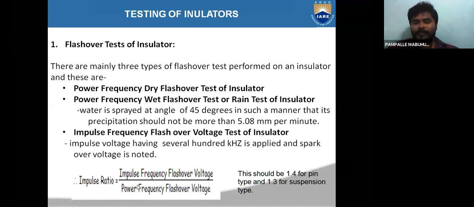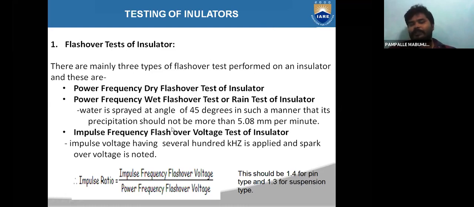The impulse ratio is the ratio of impulse frequency flashover voltage to power frequency flashover voltage. The power frequency flashover voltage is already covered in the first two cases. The impulse frequency flashover voltage is the voltage produced from this impulse generator. This ratio should be 1.4 for pin type insulators and 1.3 for suspension type insulators. It should not be more than this.